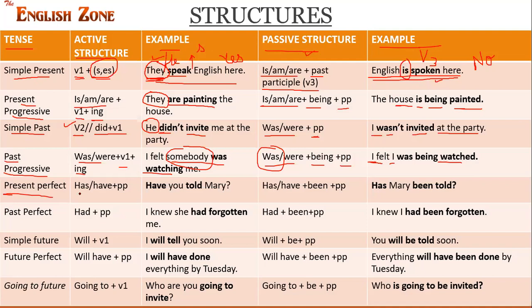Present perfect का क्या रूल होता है? Has have plus past participle. ठीक है? So, have you told Mary? क्या तुमने Mary को बता दिया? Have you told Mary? You के साथ क्या आएगा? Have. If I am making the same sentence into the positive part, I will say you have told Mary, right? But if I'm asking the question, has have बाहर आ जाएगा? Have you told Mary?